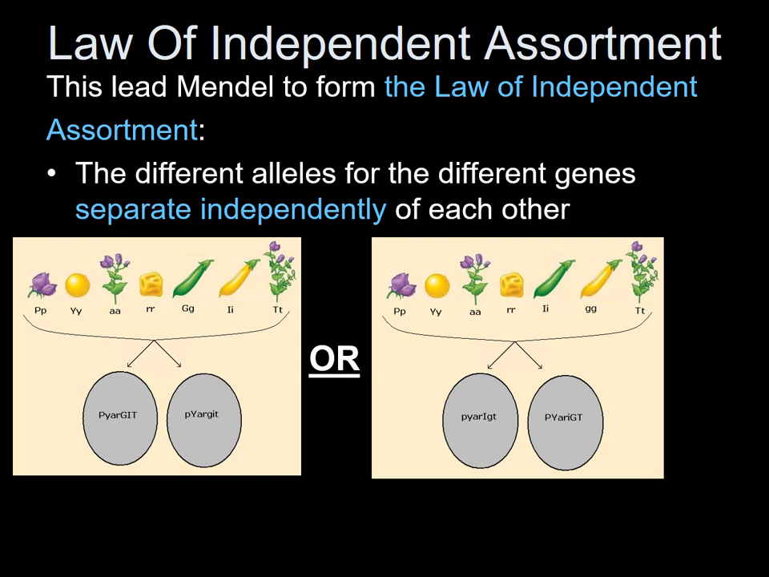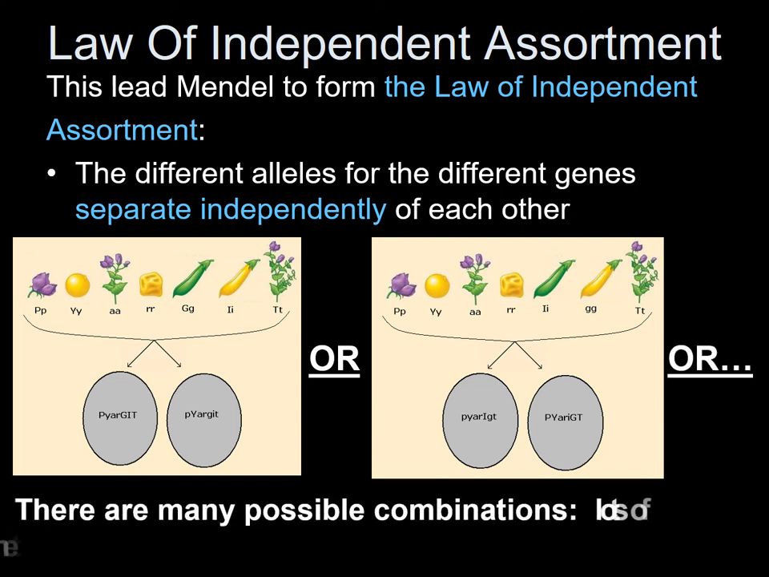And of course, this explains why two parents can have kids that are so different from each other, right? Just look at you and your siblings. You don't look the same. That's because each one of you is a unique combination of alleles from each of your parents. Even twins aren't exactly the same. Anyway, the point is there are many possible combinations, lots of genetic variation.